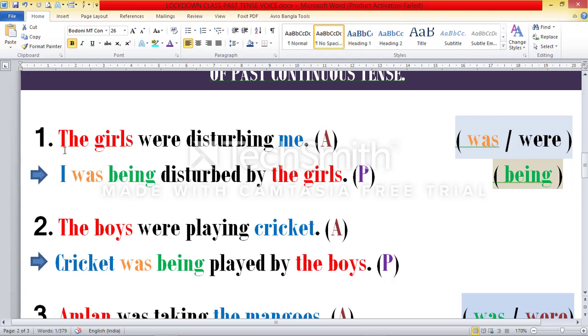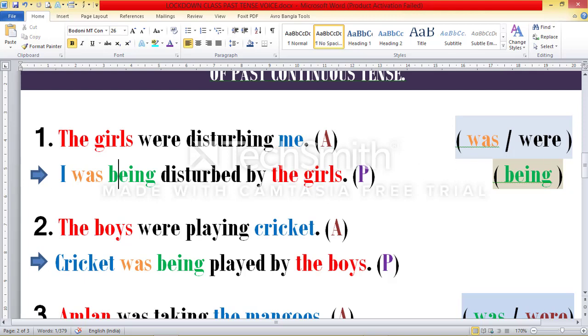And in this sentence, as you know, the girls, this is the subject, and me, this is the object. So our first duty is to find out the object and make it subject. So we have come to know that me is the object. So me will be subject here. The subject form of me is I.